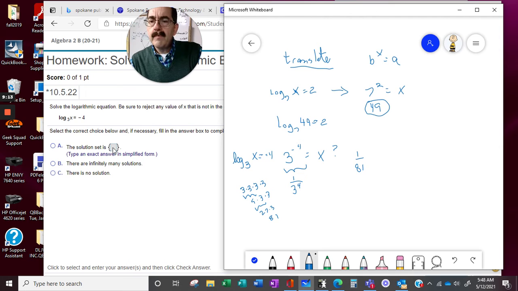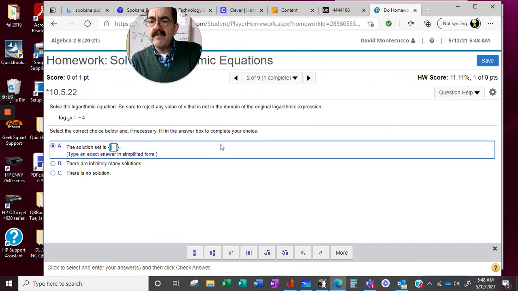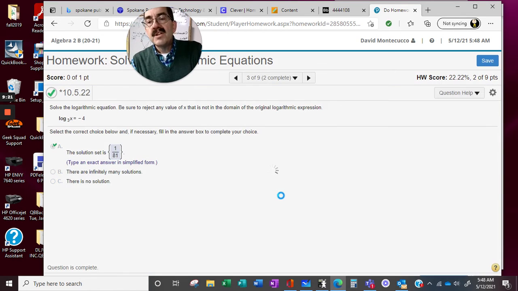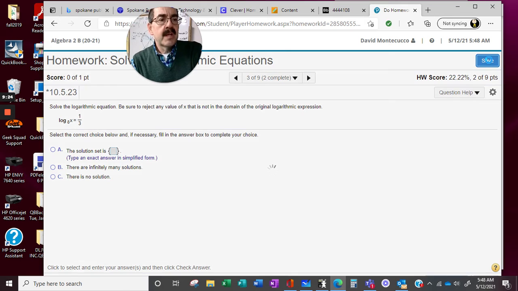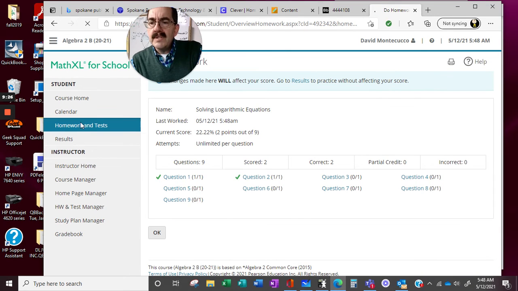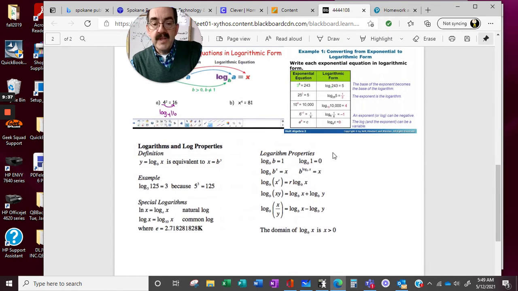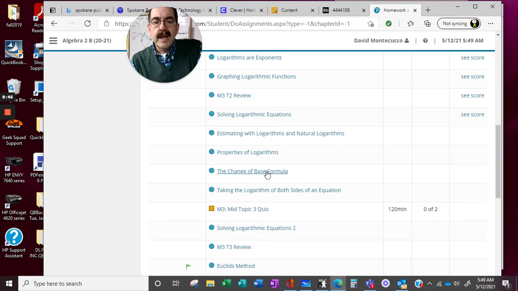Let's try it. Type an exact answer or simplified form. 1 over 81. Cool. All right. So you can see you're going back and forth with these. Next week, I want to do a couple of, now we don't need to estimate. Properties of logarithms. Properties of logarithms are these, where you can translate and expand and subtract based on these identities. You don't have to do that. Change a base formula if you want. You don't have to do that. Taking a log of both sides of an equation.